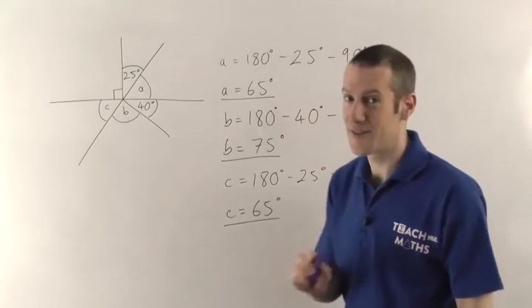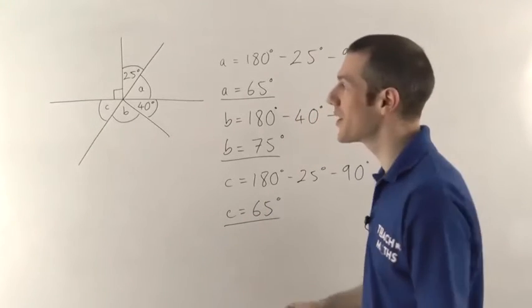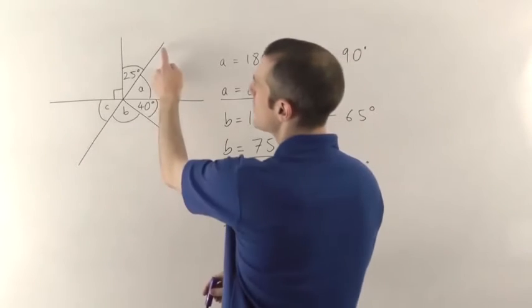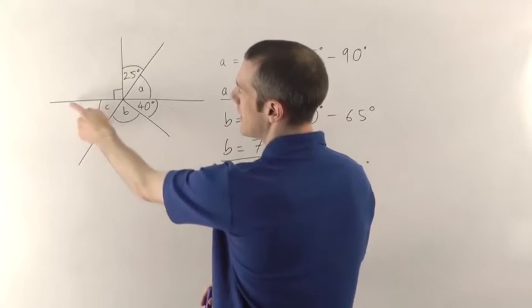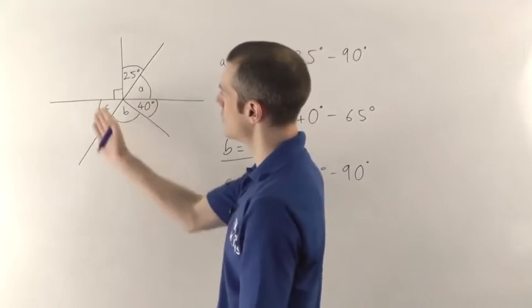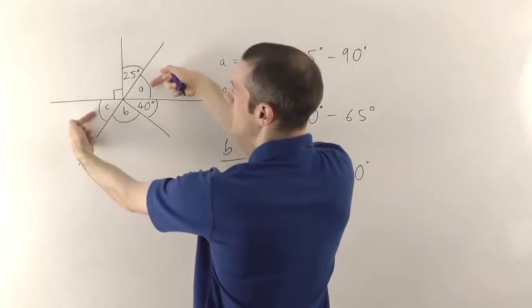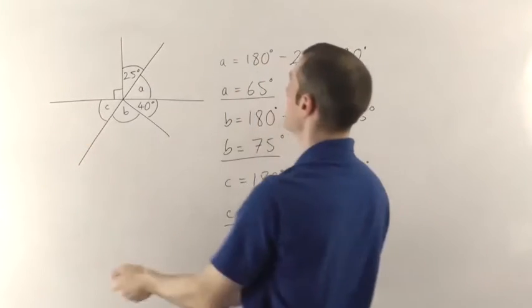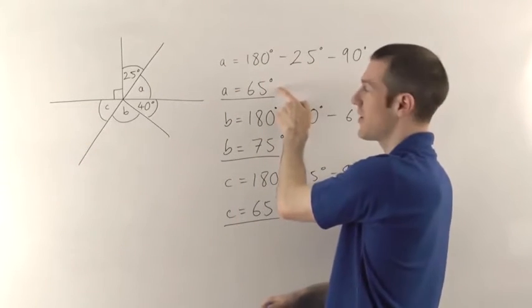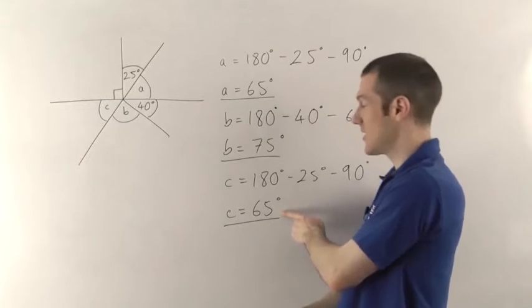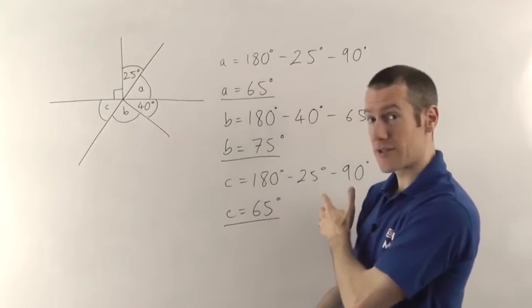And in fact, if you're astute, you may have noticed a quicker way of doing this, because you've got a straight line there and along there, those two straight lines cross, these two angles are vertically opposite. So actually, once we knew A, we could immediately find out C. We didn't even need to do that calculation.